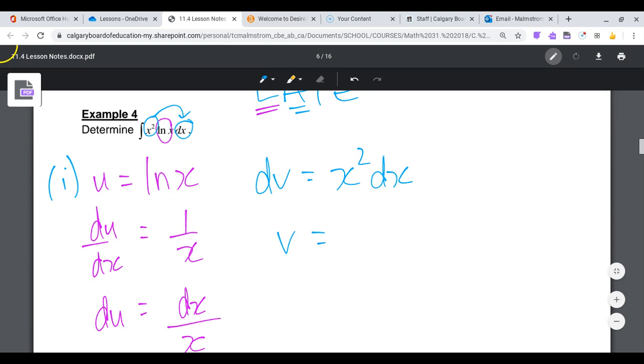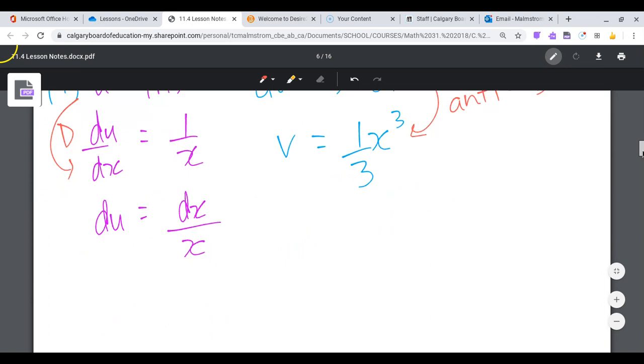So what is the antiderivative? Add 1 to the exponent and divide by that. So we have 1/3 x cubed. It's really important. I can't stress enough. You need to know which way you're going. Okay, derivative, antiderivative.